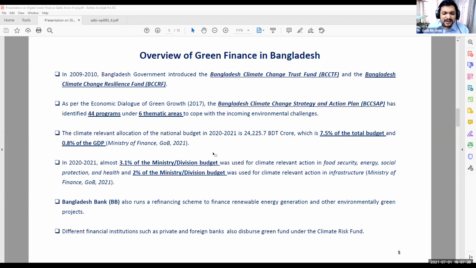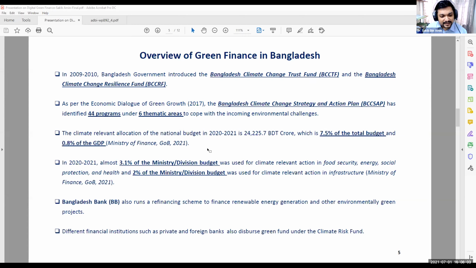There is a very nice paper by Hossein, published in the ADB working paper, where the importance and the different schemes of green finance were clearly discussed. But in today's presentation, we would like to discuss the different types of barriers prevailing in the Bangladesh economy in order to popularize the concept of digitalization in green finance.